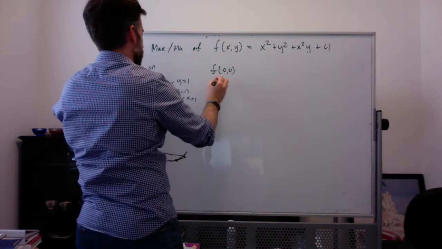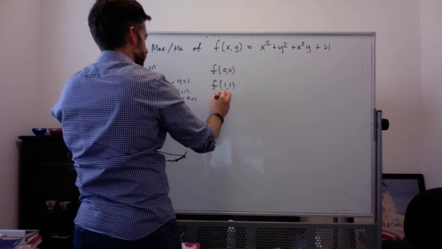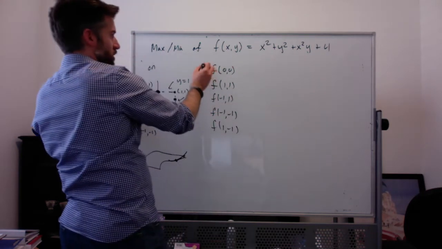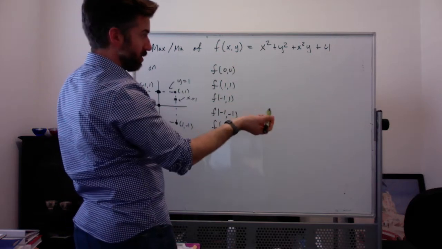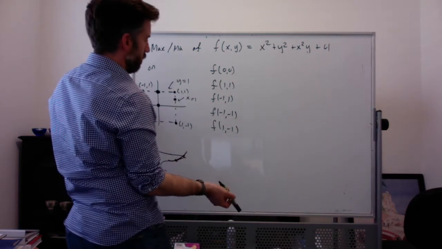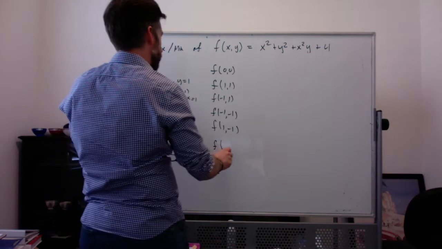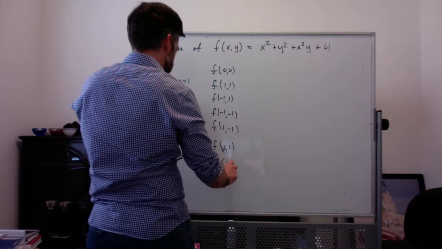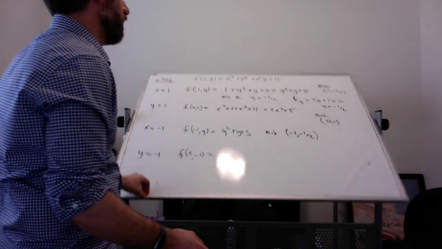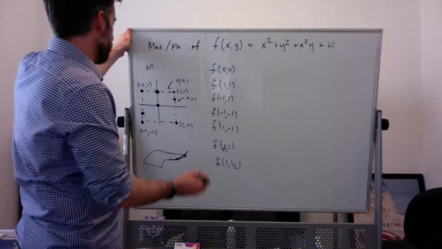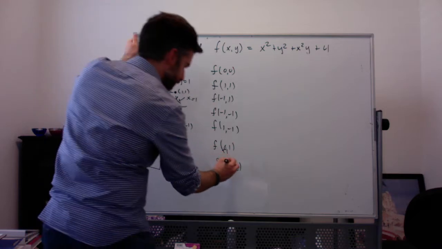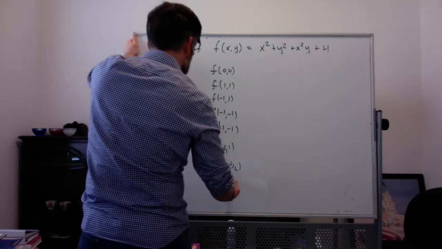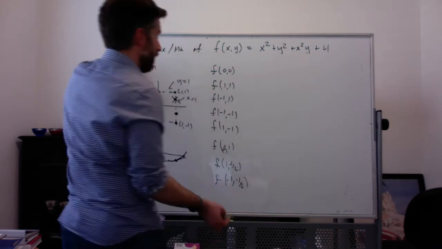f of 0, 0, f of 1, 1, f of negative 1, 1, f of negative 1, negative 1, f of 1, negative 1. So this is our one true critical point where both the partials are equal to 0. These are all the corners, and then we also have to look at f of 0, 1, f of 1 comma 1 half. I feel like it was 1 negative 1 half. Let me double check that. It was 1 negative 1 half. I drew it wrong, sorry. It should be down there, not there. And f of negative 1 half. Then we plug those all into this.